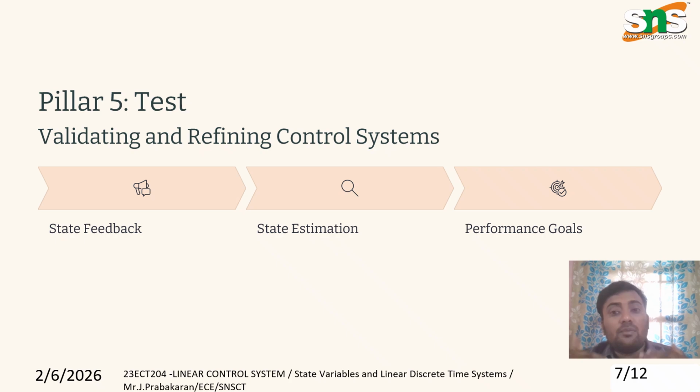After creating the model, we need to test it. State feedback. We use feedback control to improve system performance and state estimation. Sometimes all state variables cannot be measured directly. In such situations, observers such as Kalman filters are used. Our goal is stability, accuracy, and robustness.